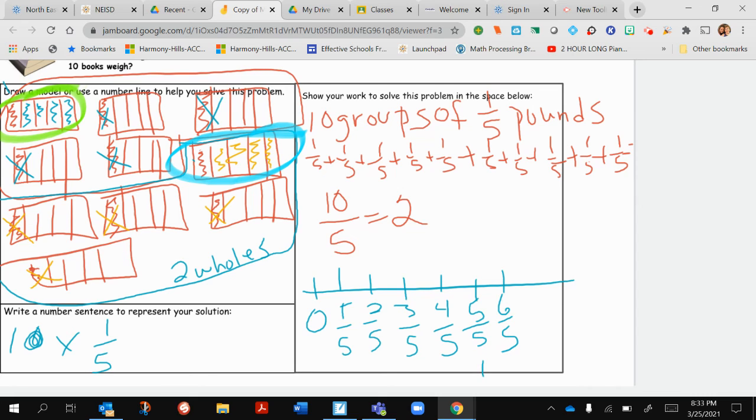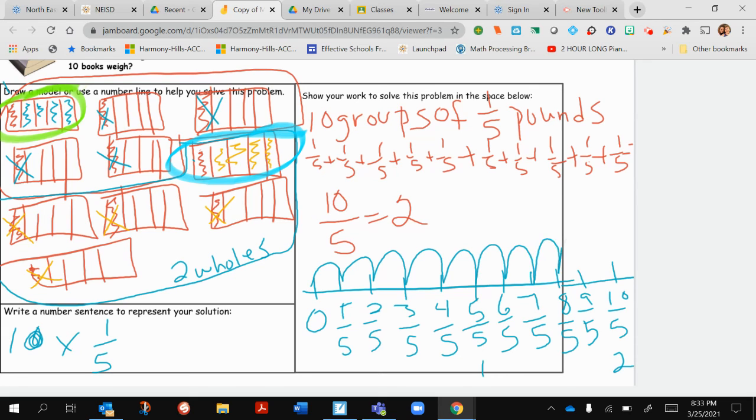6/5, which is 1 and 1/5, 7/5, which is 1 and 2/5, 8/5, which is 1 and 3/5, 9/5, which is 1 and 4/5, and then I have 10/5, which is 2 wholes. And now I'm going to show my jumps: 1 jump, 2 jumps, 3, 4, 5, 6, 7, 8, 9, and there's 10 jumps right there.